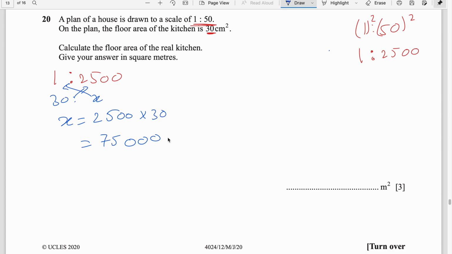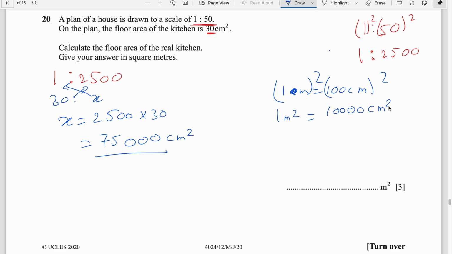So this is 30 centimeter squared in actual. We need to convert it into meter squared. So 1 meter is equal to 100 centimeter. Square them both sides. 1 meter squared is equal to 10,000 centimeter squared. So dividing by 10,000, 75,000 by 10,000, 4 zeros, 3 and 4. So the answer is 7.5 meter squared in actual.